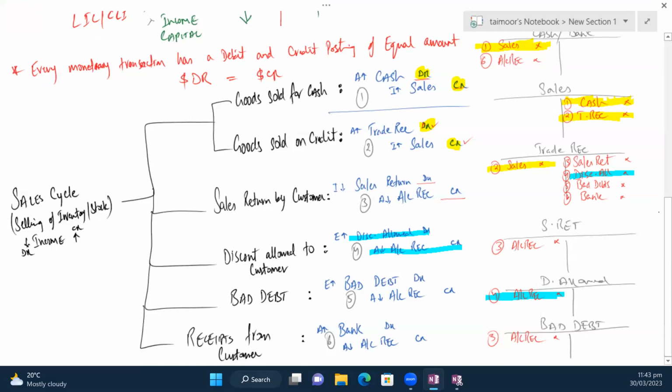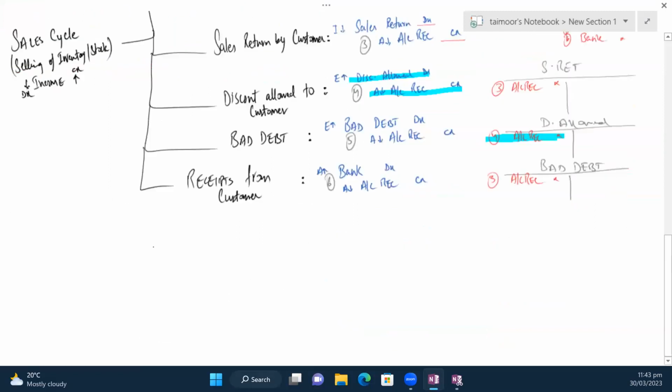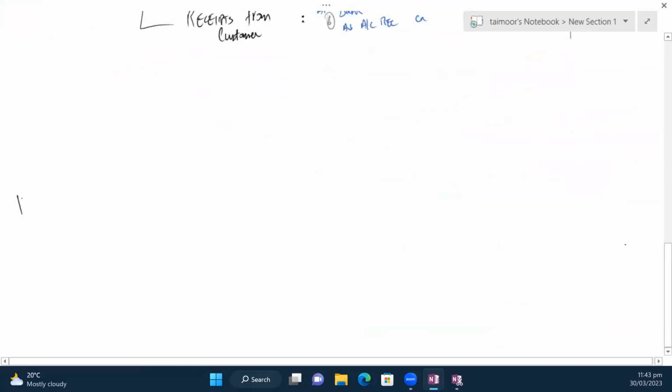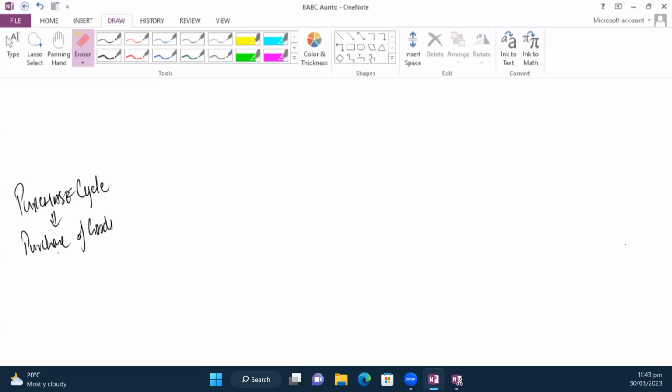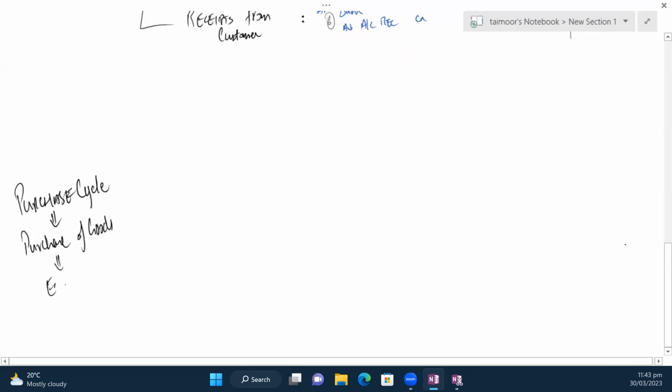The next thing is your purchase cycle. Okay. Purchase cycle is basically purchase of goods on credit. Purchase of goods. It could be cash, it could be credit. So purchases is basically your expense. Why is it an expense? Because it comes in an income statement. Income statement only accounts for your income and expenses from the accounting heads.